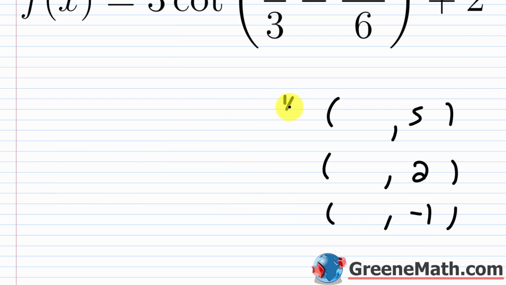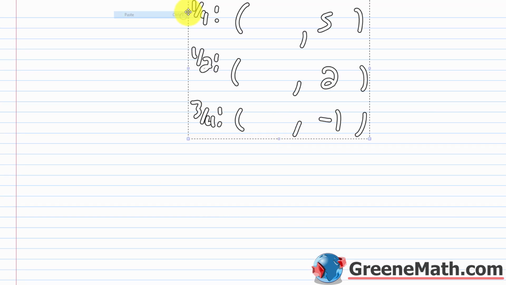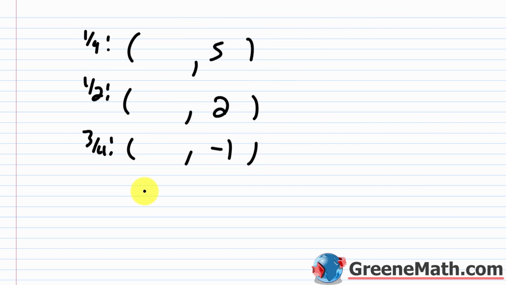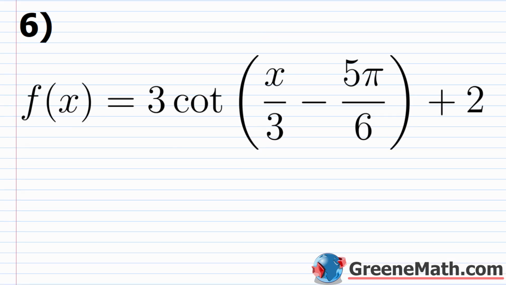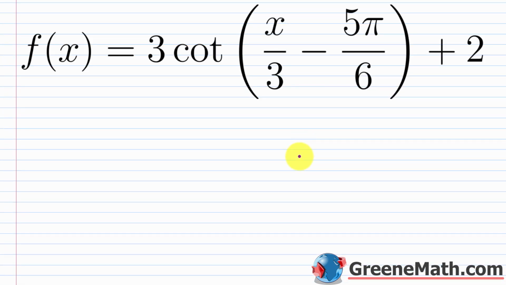And let me label this. So this is for the quarter, half, 3/4. And let me just put this in here. And basically, we just need the x values now. So let me come up here. And again, you can use graphing transformations if you want. I'm just going to stick with the book method.